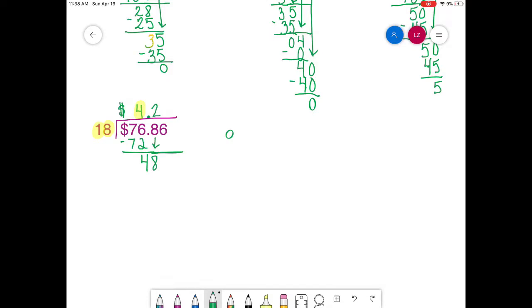Let's see. 18 times 2 is 36. Or you can do it right on your problem. 36. We're going to subtract and we get 12. 12 is less than 18. Perfect. Okay, that's great. That's what we needed to keep moving along. So what are we going to do next? We are going to bring down our 6.